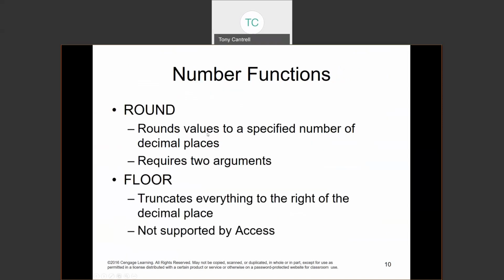Round function. It rounds to the number of decimal positions you provide. It requires two arguments. The field is the first argument, and then the second argument is the decimal positions. The floor truncates everything to the right of the decimal. It's not supported by Access. What that means is, if it's an hourly rate and you make $15.99, if you do the floor, you're only going to make $15.